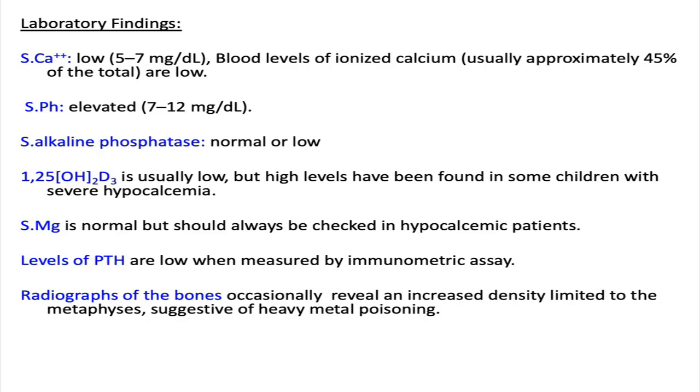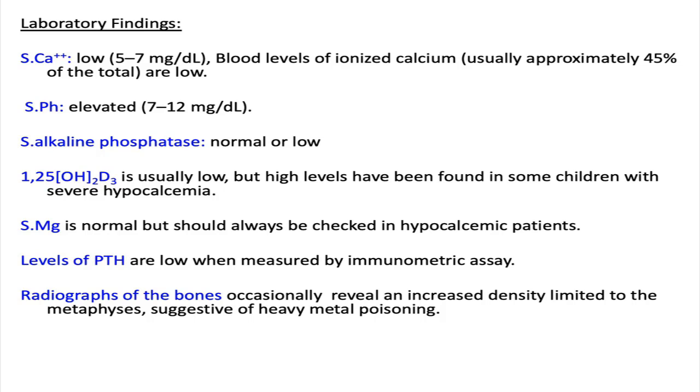Serum alkaline phosphatase is normal or low, and this differentiates cases of renal failure, in which there is also hypocalcemia and hyperphosphatemia, but the alkaline phosphatase is high in renal failure, while it is normal or low in the case of hypoparathyroidism.